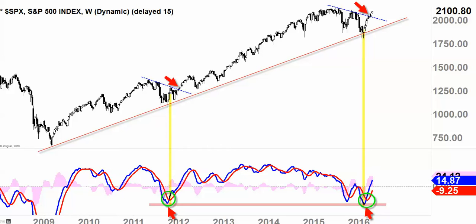You're currently looking at the S&P 500 index weekly chart, meaning every single candle represents one week's worth of trading. We're looking at data since 2009 all the way to 2016, which is today, so about six to seven years of data. I just wanted to look at the big picture.